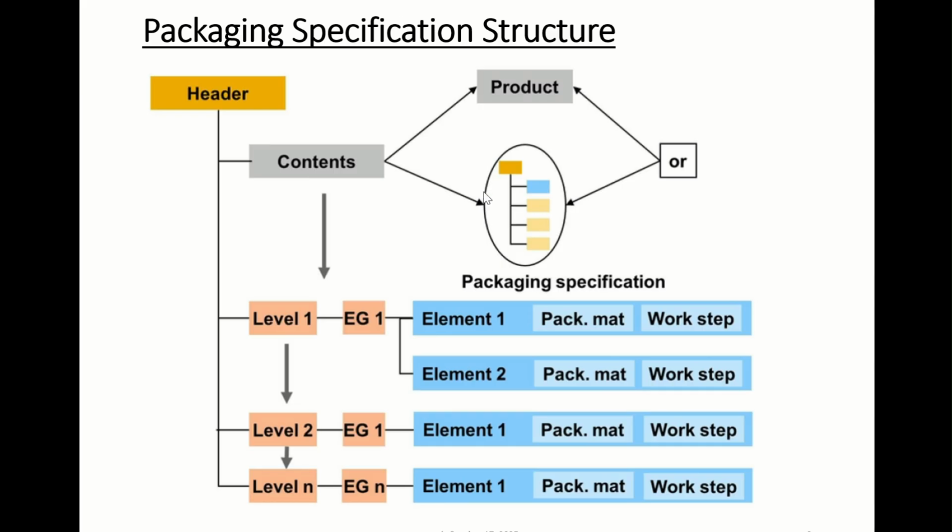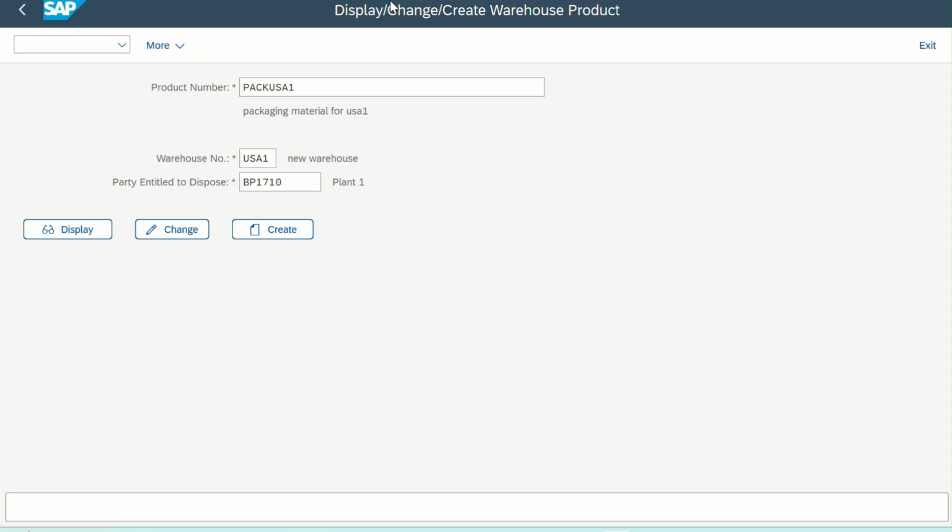So EWM uses packaging specification to automatically create handling units and structure them properly when goods are received. This is the main purpose of building the structure within the packaging specification. For my example, I'm going to use this as my packaging material for my pack spec. This is what I have created for my warehouse.